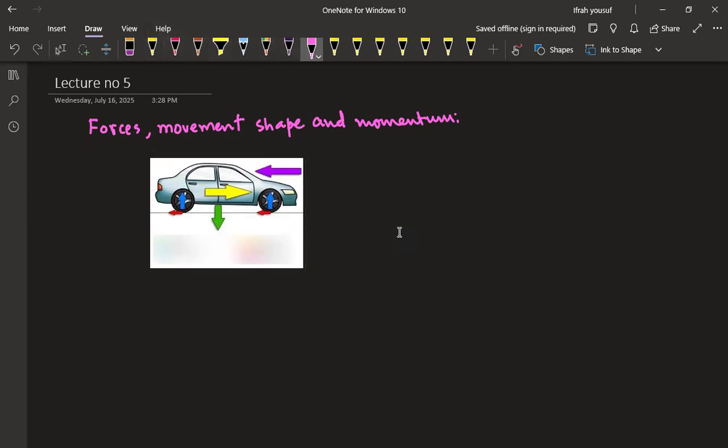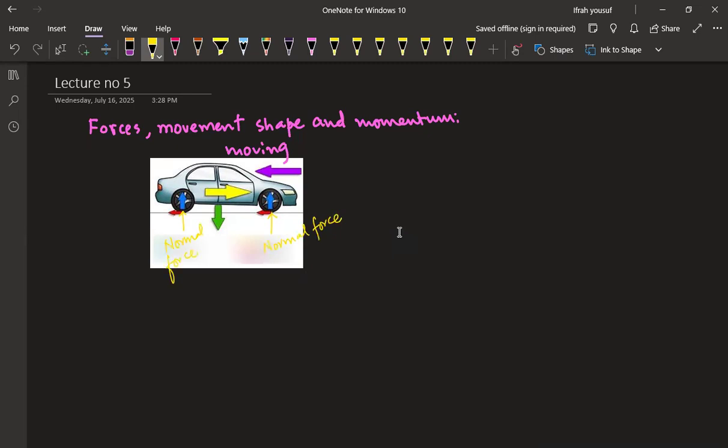So if the car is moving, if it is in motion, what will happen when it is moving? There are two forces from the ground. You can see the two forces from the ground, which are highlighted with the blue ones in the picture. They are normal force, normal force from the ground.